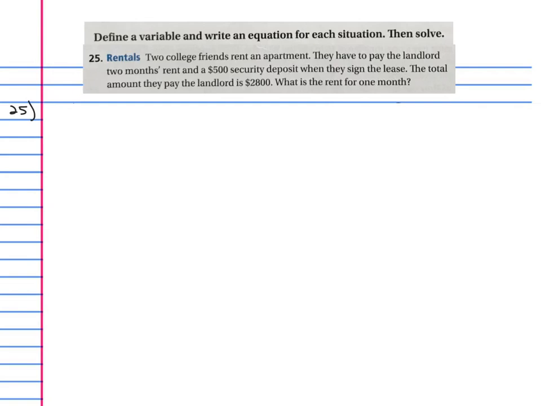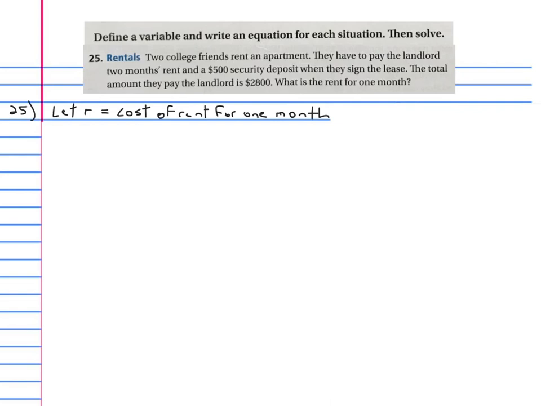So here's the story. Two college friends rent an apartment and they have to pay the landlord 2 months rent and a $500 security deposit when they sign the lease. The total amount that they pay the landlord is $2,800. So what's the rent for 1 month? So what we've done here is said let R for rent equal cost of rent for 1 month, because that's what they want to know. So when we find what R is equal to, we'll find out 1 month's rent.